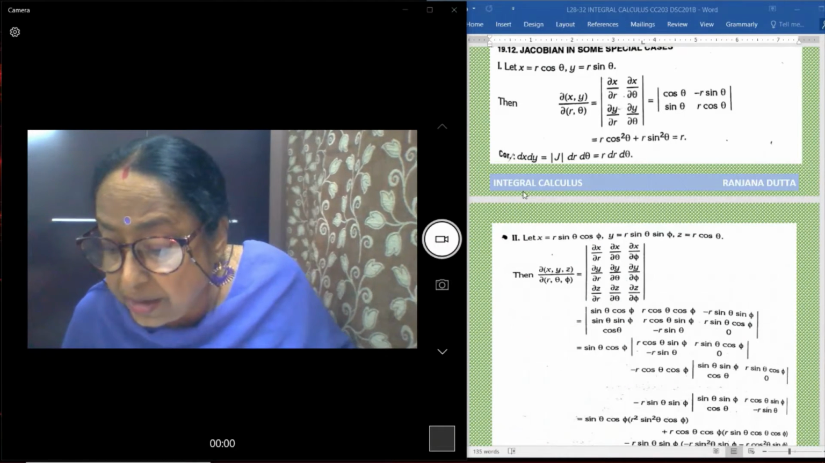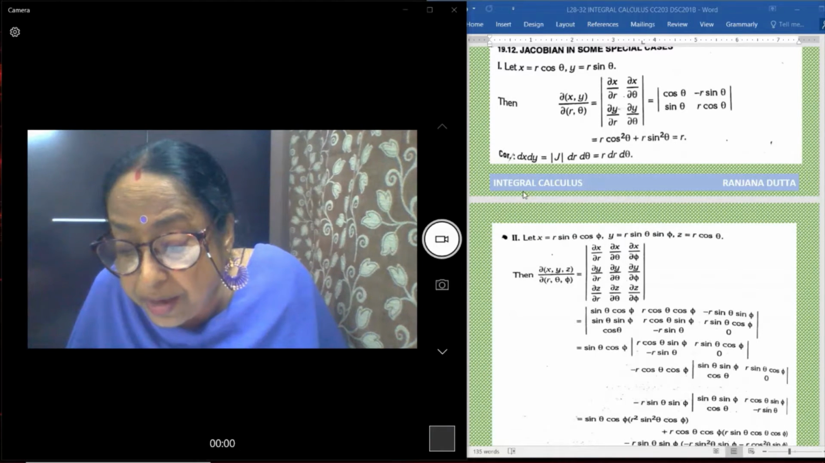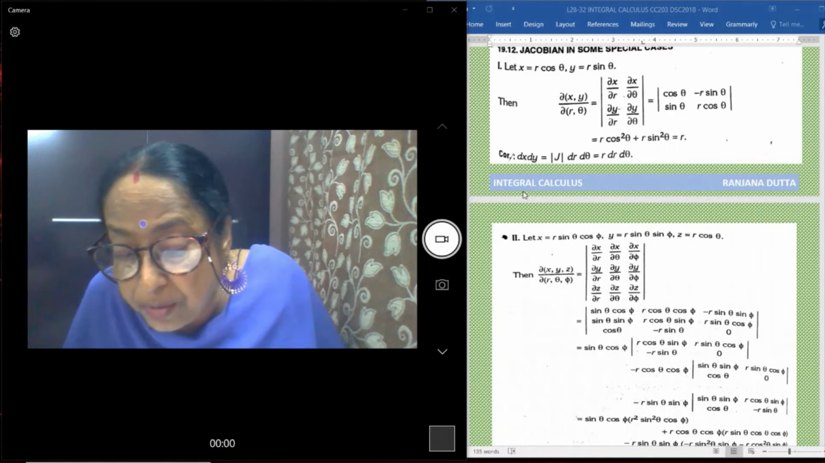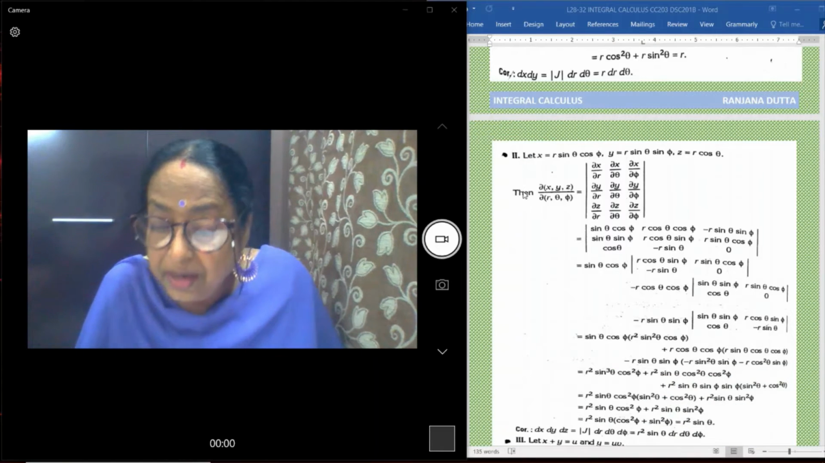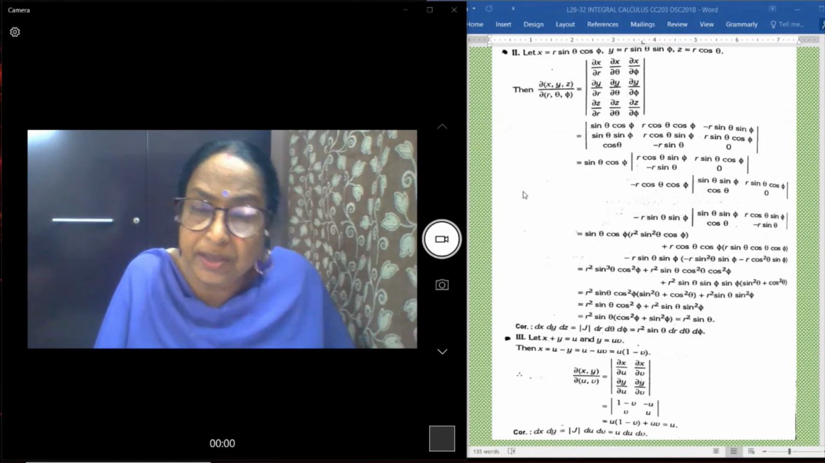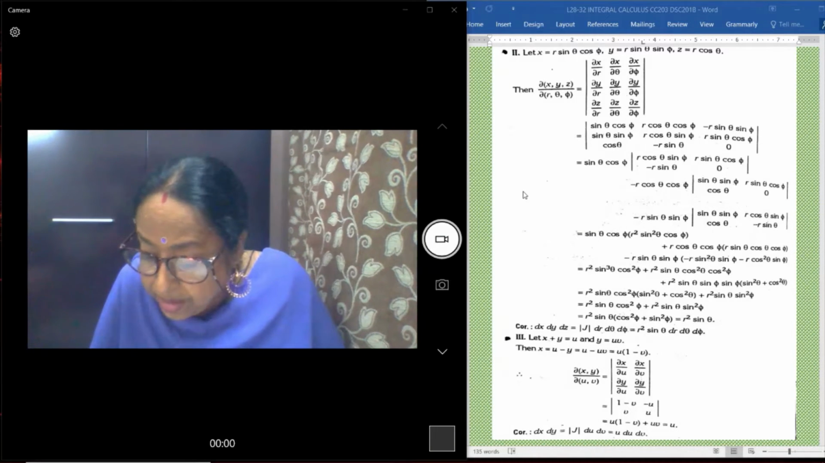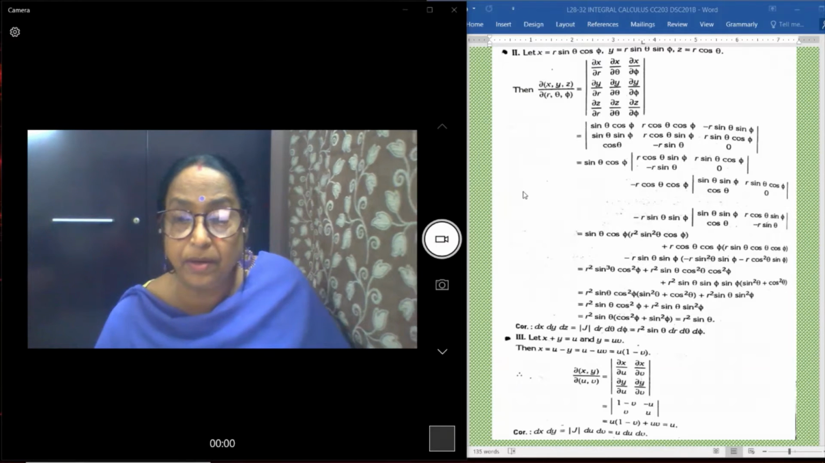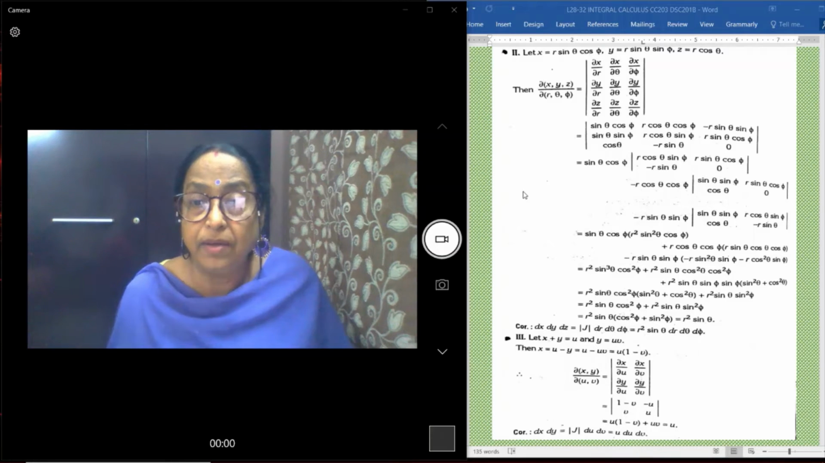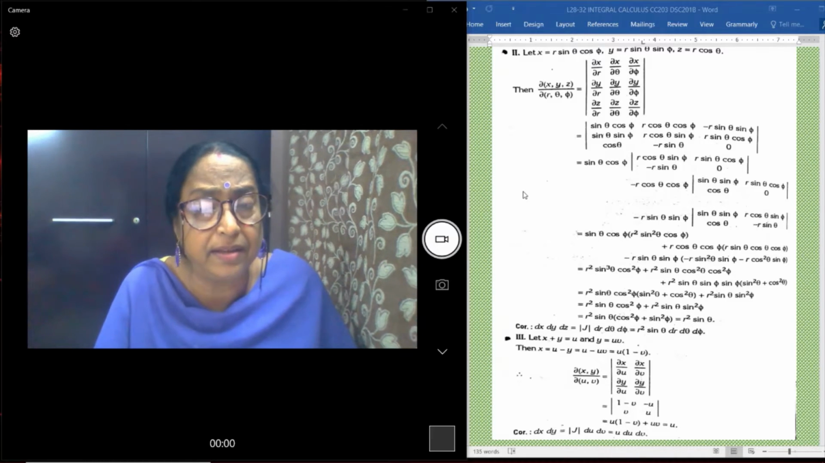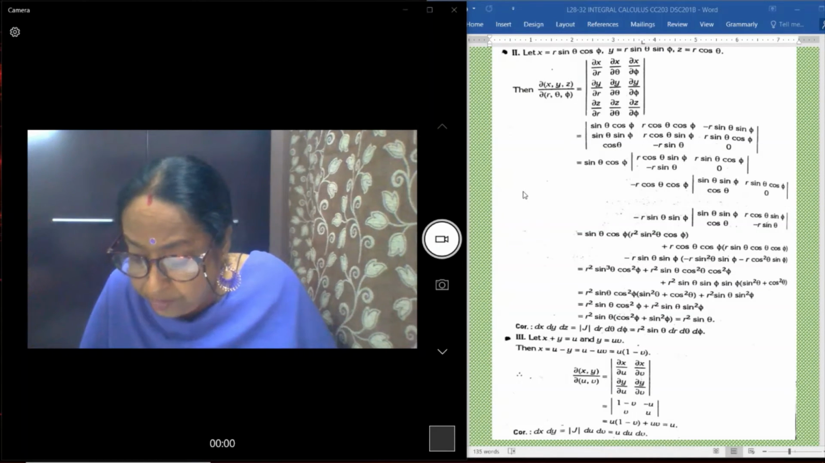Similarly, you can find it when x is equal to r sin theta cos phi and y is equal to r sin theta sin phi; in a similar way you can find the value of the Jacobian. The above one was in terms of r and theta, that means polar form. Now we are discussing the Jacobian in another form.